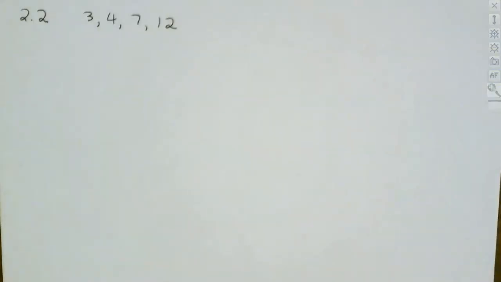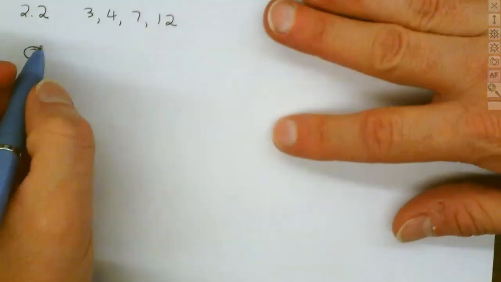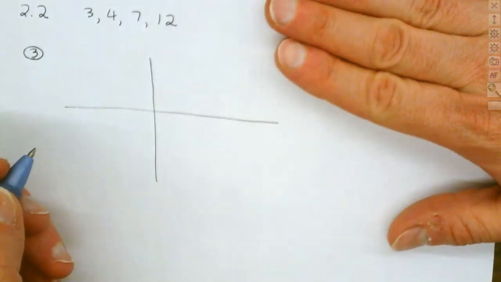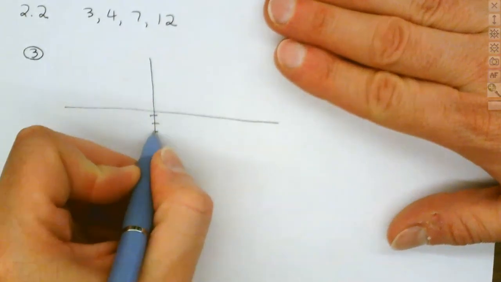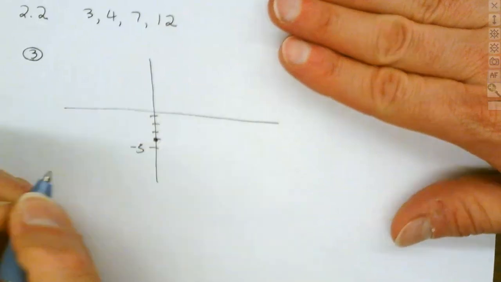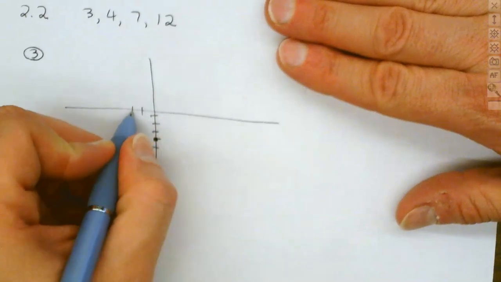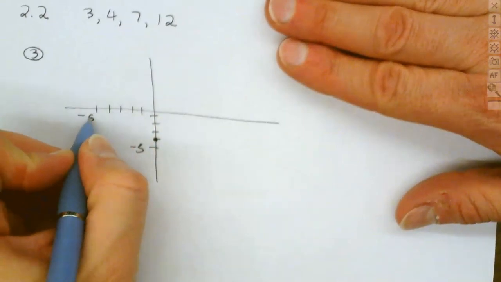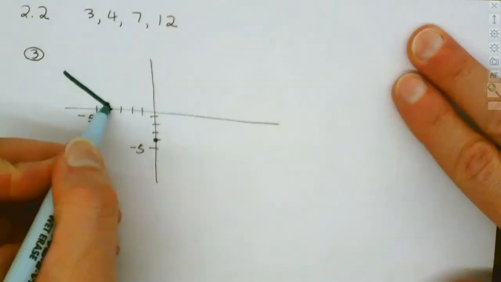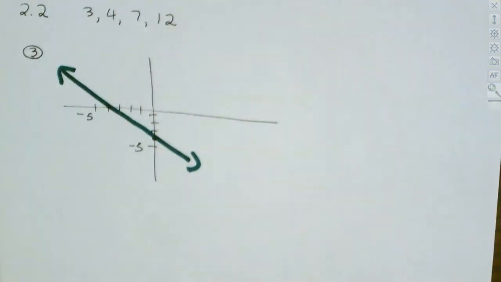So let's look at question 3. Now, question 3, they give you a graph, and they want you to find the slope. Okay, so they want you to find the slope here. Here's what your line looks like. They want you to find the slope.